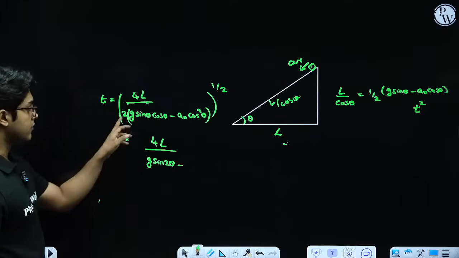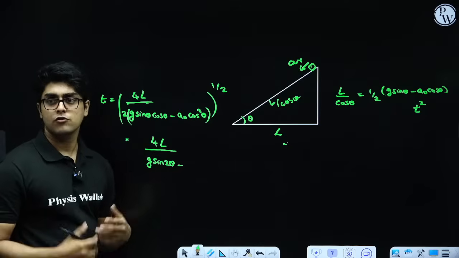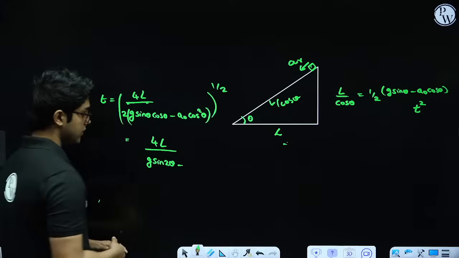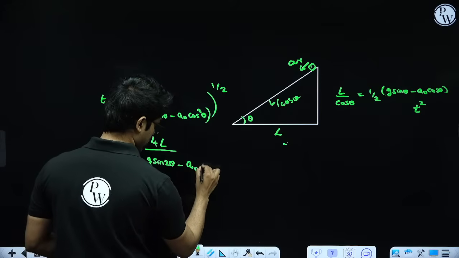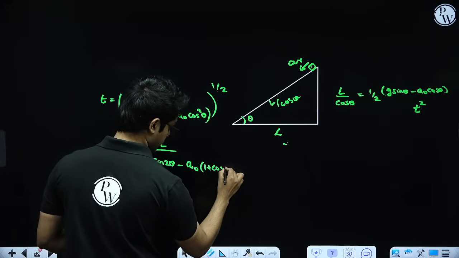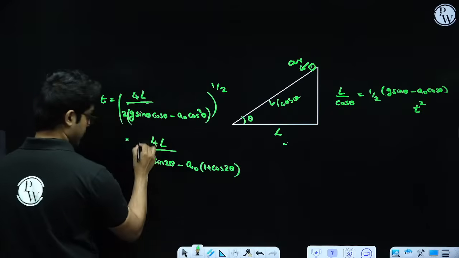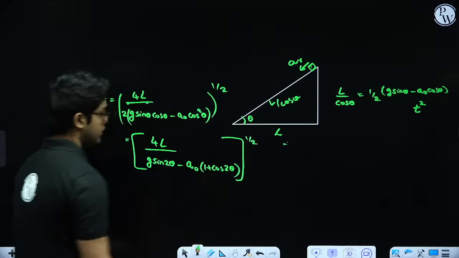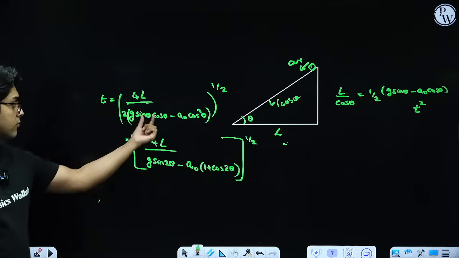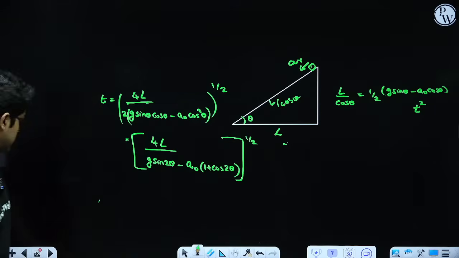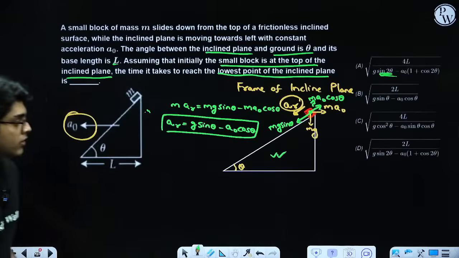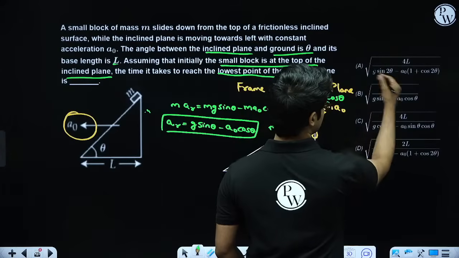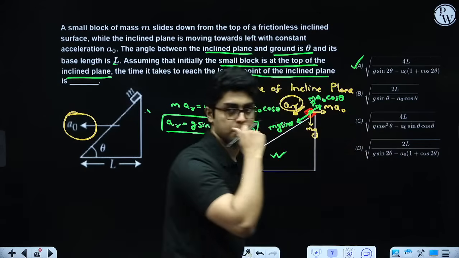And then we have 2 cos square theta. So 2 cos square theta is 1 plus cos 2 theta, right? So this becomes a naught 1 plus cos of 2 theta. Okay, and this whole thing in an under root. So this will be the answer if we convert theta to 2 theta terms. Alright, so 4L divided by g sine 2 theta. So this looks like the answer, option A.